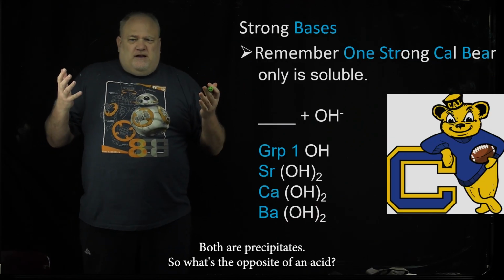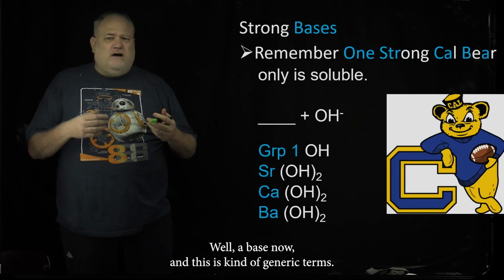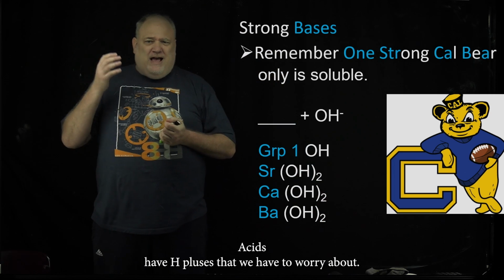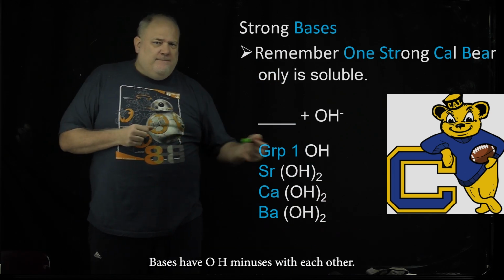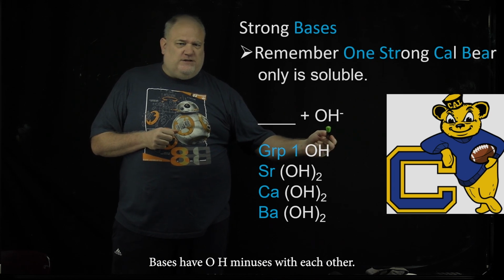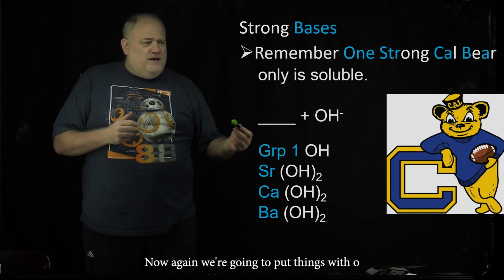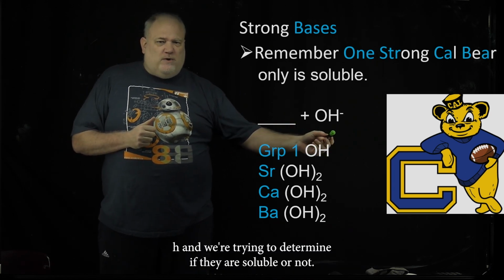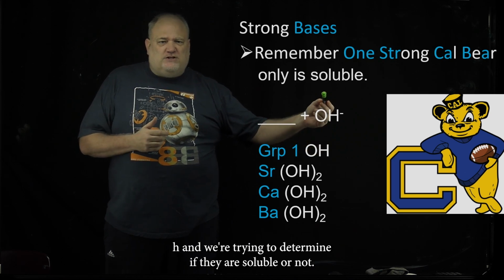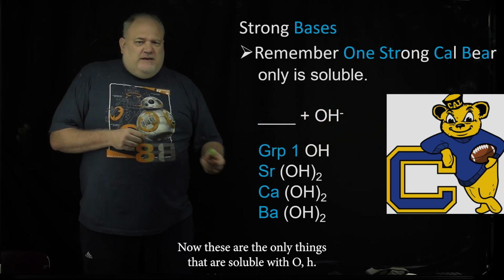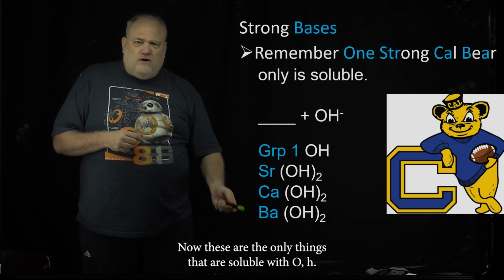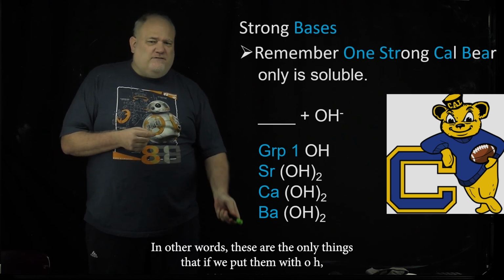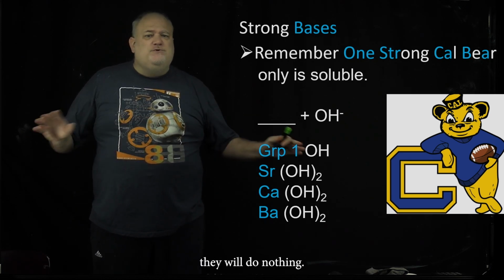So what's the opposite of an acid? Well, a base. Now, in these kind of generic terms, acids have H pluses that we have to worry about, and that's how we know we follow the A rule. Bases have OH minuses with each other. Now, again, we're going to put things with OH, and we're going to try and determine if they are soluble or not. Now, these are the only things that are soluble with OH. In other words, these are the only things that if we put them with OH, they will do nothing.